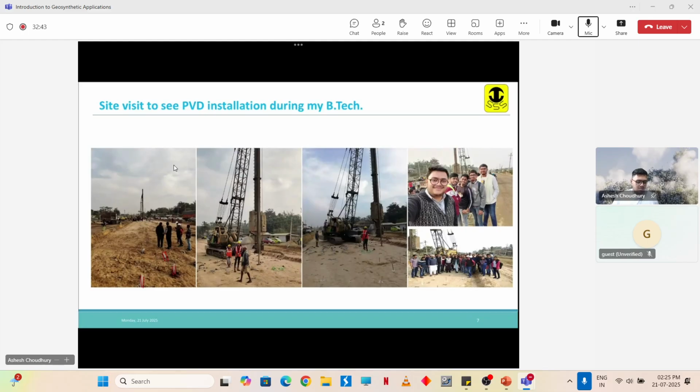These are the rigs that are used to install the PVDs. So what do these PVDs do? They actually accelerate the consolidation process. Say, for the general process of consolidation, it would have taken 10 years to achieve 90% consolidation, but now the same amount of consolidation can be achieved within 6 months if you also introduce these PVDs. These are an alternative to sand drains.